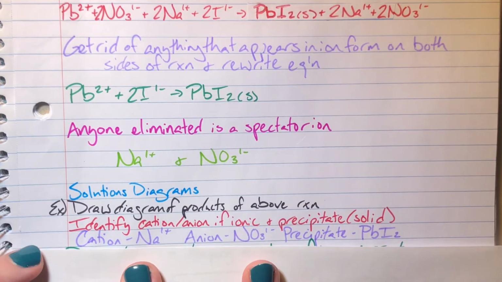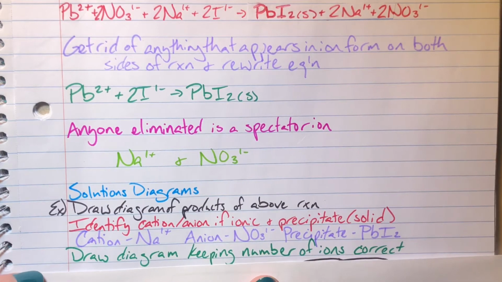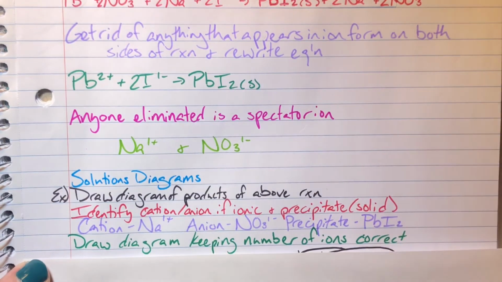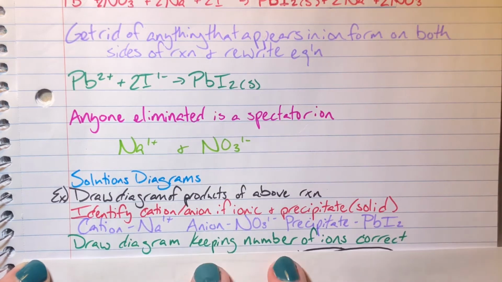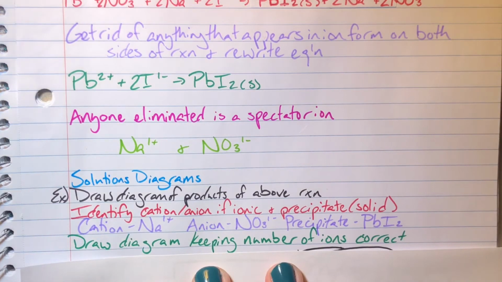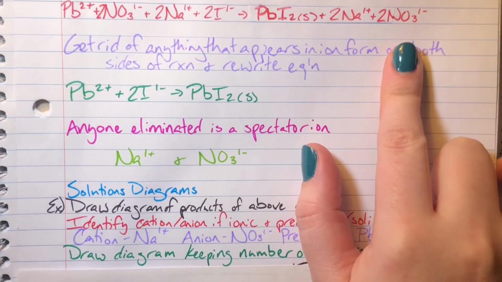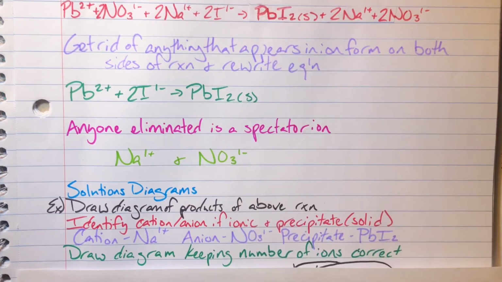What I'm going to do then is I'm going to go ahead and draw out my diagram. I am going to be careful as I'm drawing out this diagram to make sure that I am keeping all of my counts for ions the same. So that means however many sodiums I needed for nitrate in the actual equation, that's how many I'll need in my diagram, and however many iodines I need for every lead, I will keep the same as well.